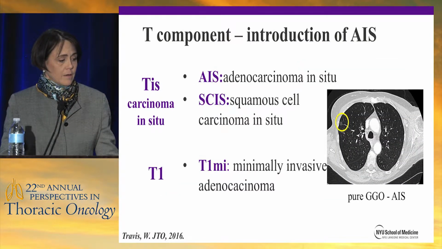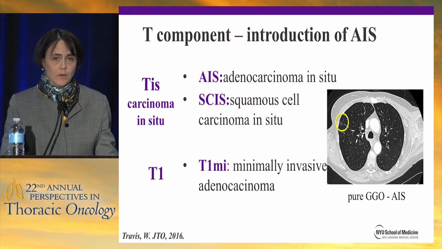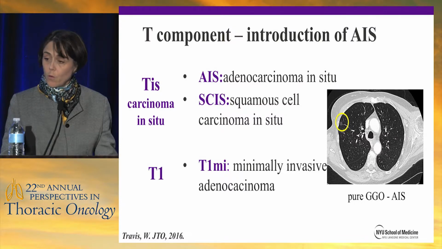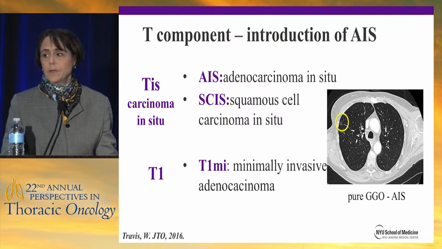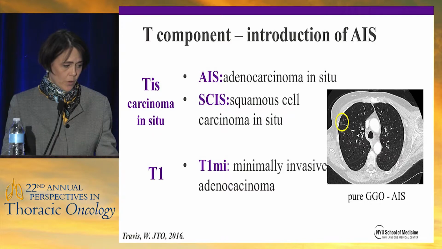And then also to the T component, we have 2 new T categories, the adenocarcinoma in situ. So Tis used to only be for squamous cell. Now it can be for squamous or for adeno, and you need to appropriately mark that. And then in the T1 component is the T1mi for minimally invasive adenocarcinomas.